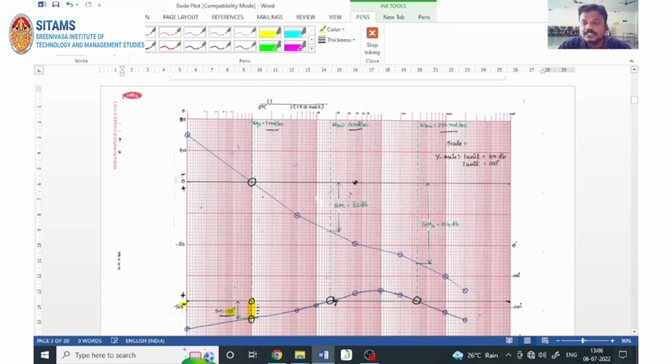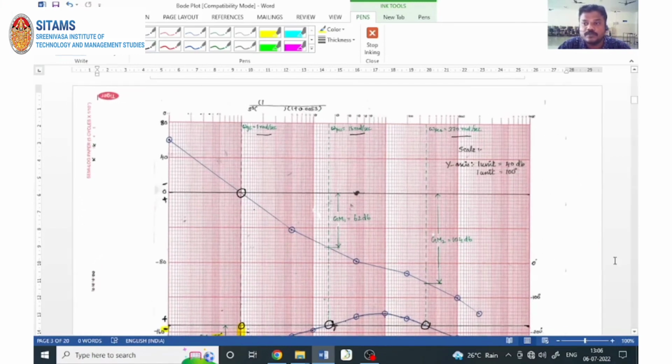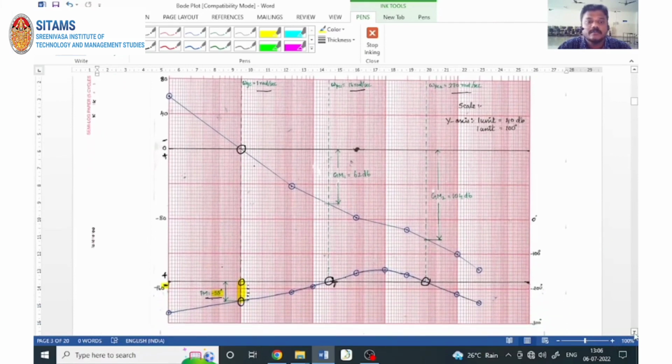This is the role of the sign convention, right? Similarly, I have two phase crossover frequencies. One is at this particular point, 16 radian per second, and another one is 370 radian per second. I have to extend this line to meet the magnitude plot. That line intersects the magnitude plot here and here. The range between the 0 dB line and the intersection points will give you the gain margin. The range in the sense you have to calculate the decibels, not the point.